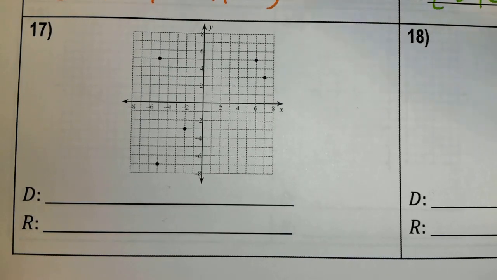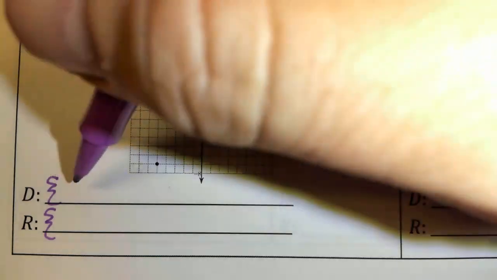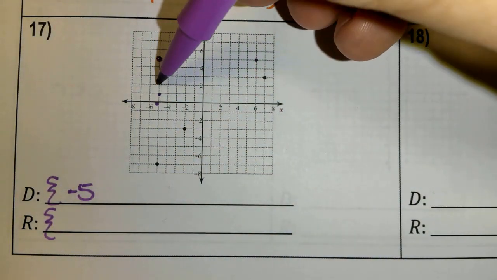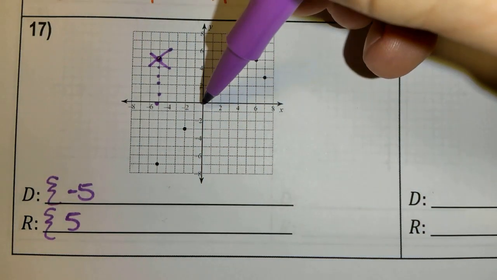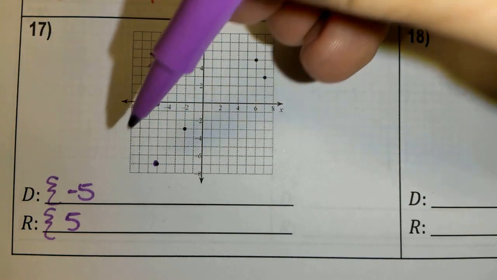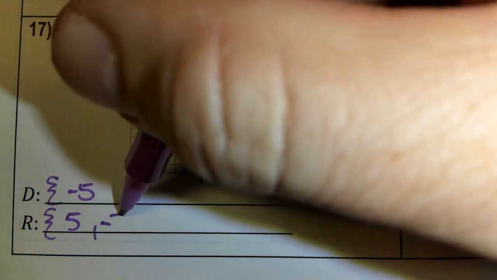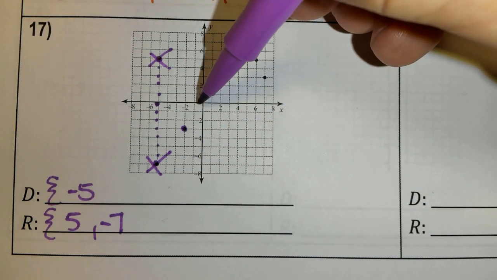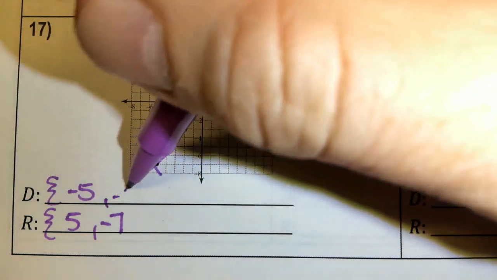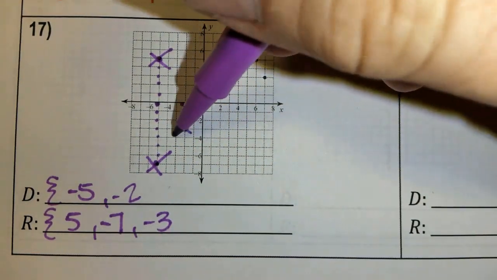Okay, 17. I start my domain and range. I'm going to start with the top one. Okay, so I do -5, and then I go up 1, 2, 3, 4, 5. Okay, so I did that one. Now I have one down here also is -5, so I'm not going to write it again, but it's down 1, 2, 3, 4, 5, 6, 7. So -7. Okay. Next is right here. I go left, 1, 2. So -2, and down 1, 2, 3. All right, did that one.